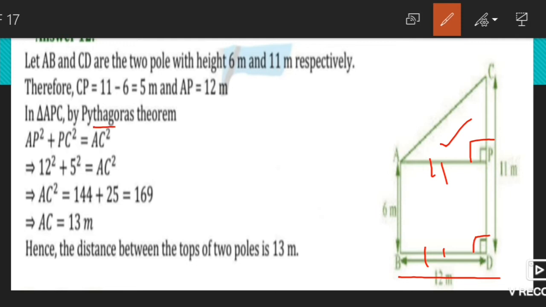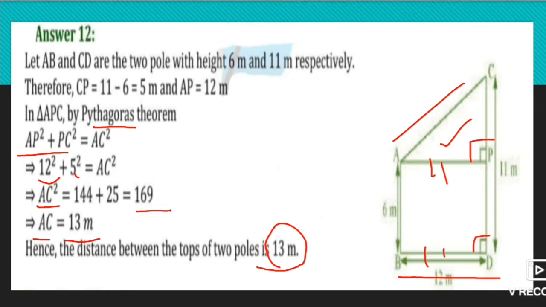So by Pythagoras theorem, AC square is equal to AP square plus CP square. You know the value of AP is 12 and CP is 5. So putting the values, we get AC square is equal to 169, that is AC is equal to 13 meter. That is, the distance between the tops of the poles will be 13 meter. In this way you have to solve question number 12.